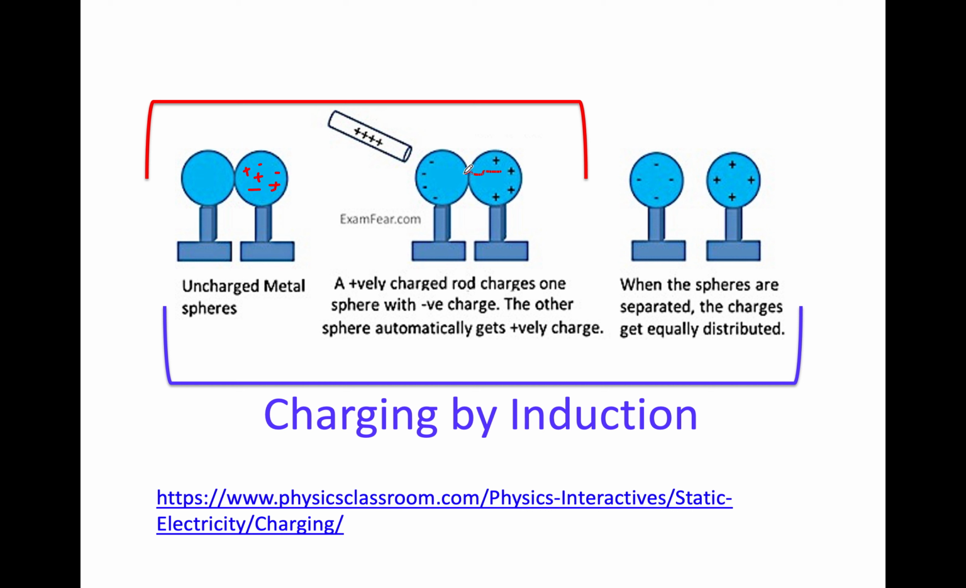The electrons will come across to this side. They will be attracted to the positive charge on this rod. They're attracted to it and they can come across. And then what we do is we take these two and we separate them. We just move them apart.